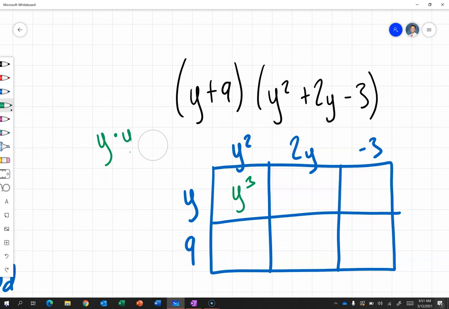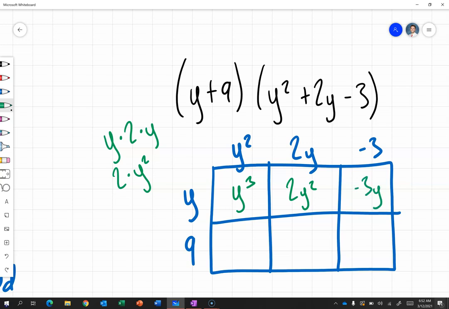Then we have y times 2y. Again, that would be y times 2 times y, which is 2 times y squared, or 2y squared. Y times negative 3 is negative 3y. 9 times y squared is 9y squared. 9 times 2y is 18y, and 9 times negative 3 is negative 27.